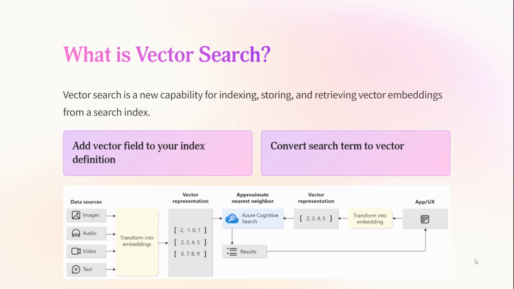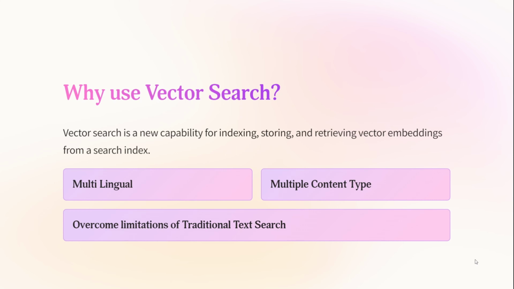In the image below, you can see the data source can be image, audio, video, or text that will be converted into embeddings, and then a vector representation is being stored. Eventually, whenever you're doing a search, the machine learning model could easily pick up those values and provide the relevant result. Why should I really use this?